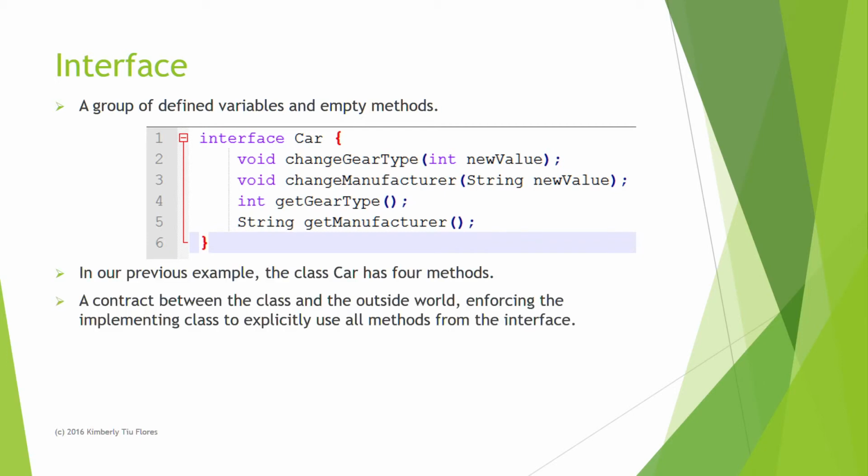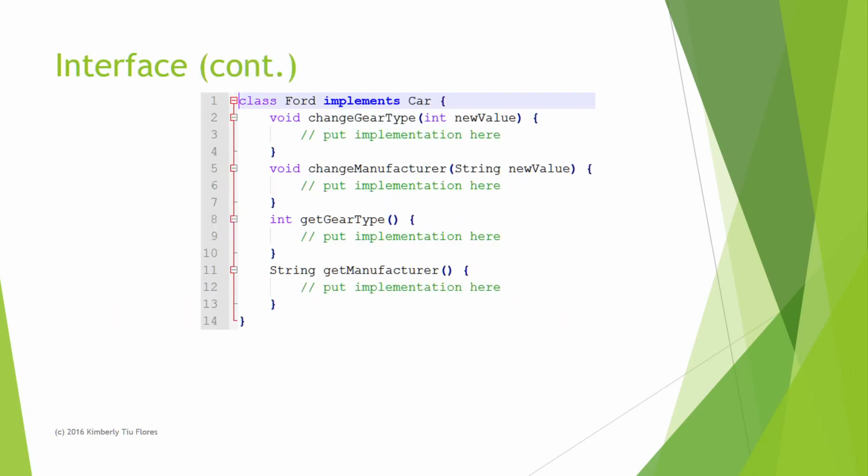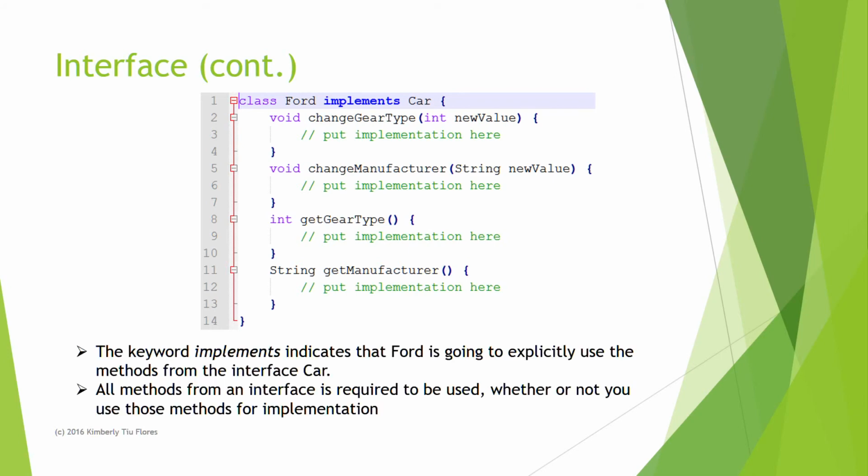An interface is a contract between the class and the outside world, enforcing the class to explicitly use all methods from the interface. Notice that the class Ford is using the keyword implements before Car. It means that Ford is going to explicitly use the methods from the interface Car. Again, all methods from an interface are required to be used, whether or not you use those methods for implementation.